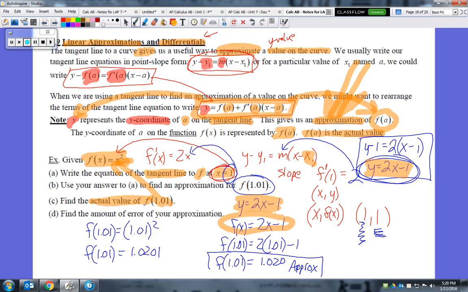Okay? So I'm just showing you to 4 decimal places how close this would be to the approximation. This is the actual, or the exact, whereas over here is the approximation. So we're 1/10,000th of a point off. It was just 1.020 versus 1.0201. So they're really, really close.